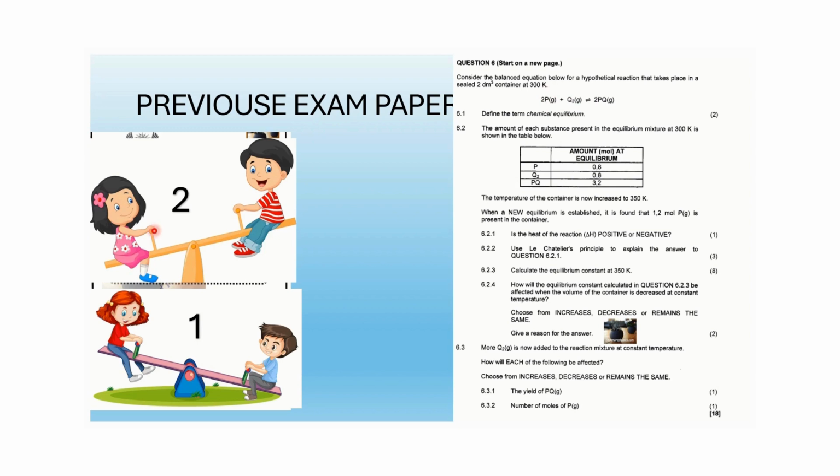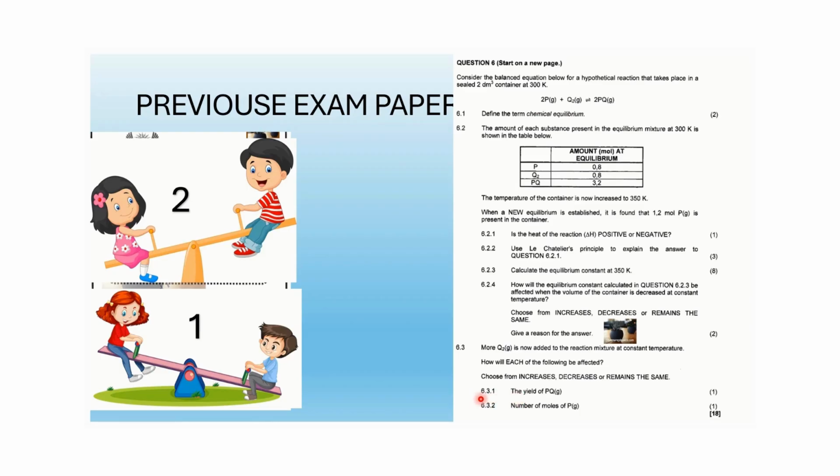So in this case, the ball will be shifted to the right favoring the forward direction, and whatever is on the right will increase, whatever is on the left will decrease. So in this case, PQ will increase, whereas Q2 and P2 decrease.